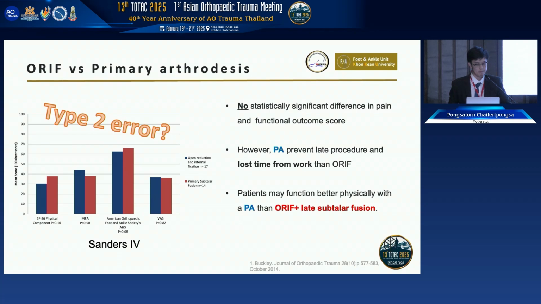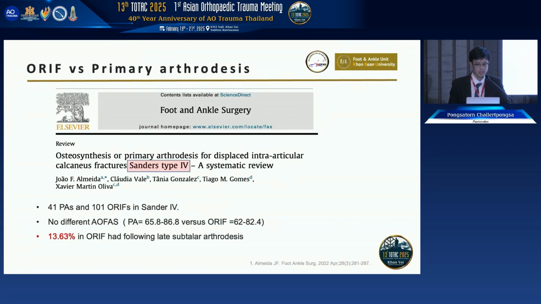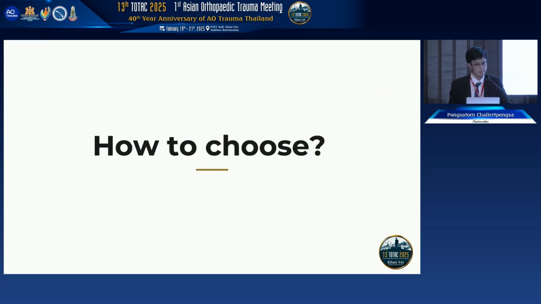By the way, primary fusion can prevent late subtalar fusion and reduce time lost from work. And subsequent subtalar fusion is not as good as primary fusion. Here is a systematic review. It showed the same result. It found that about 14% in ORIF had a late subtalar fusion due to pain after the surgery. So the important thing is more than the question of which one is better.